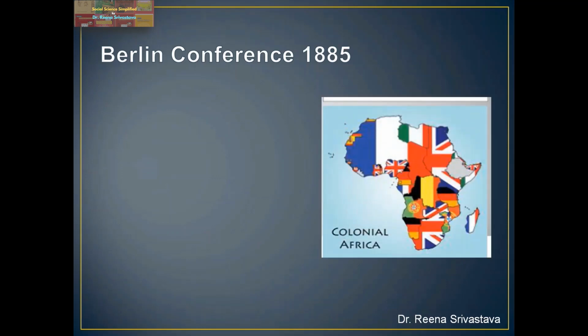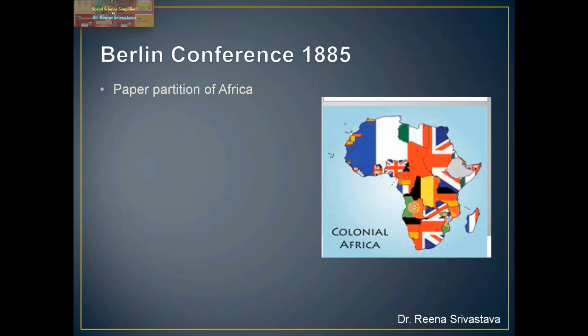This conference was held in 1885. It is also known as Paper Partition of Africa. The European powers had rivalry over Africa. Africa was a continent with a lot of mineral reserves, natural reserves, and these European powers wanted to expand their colonies in this continent. So there was rivalry.